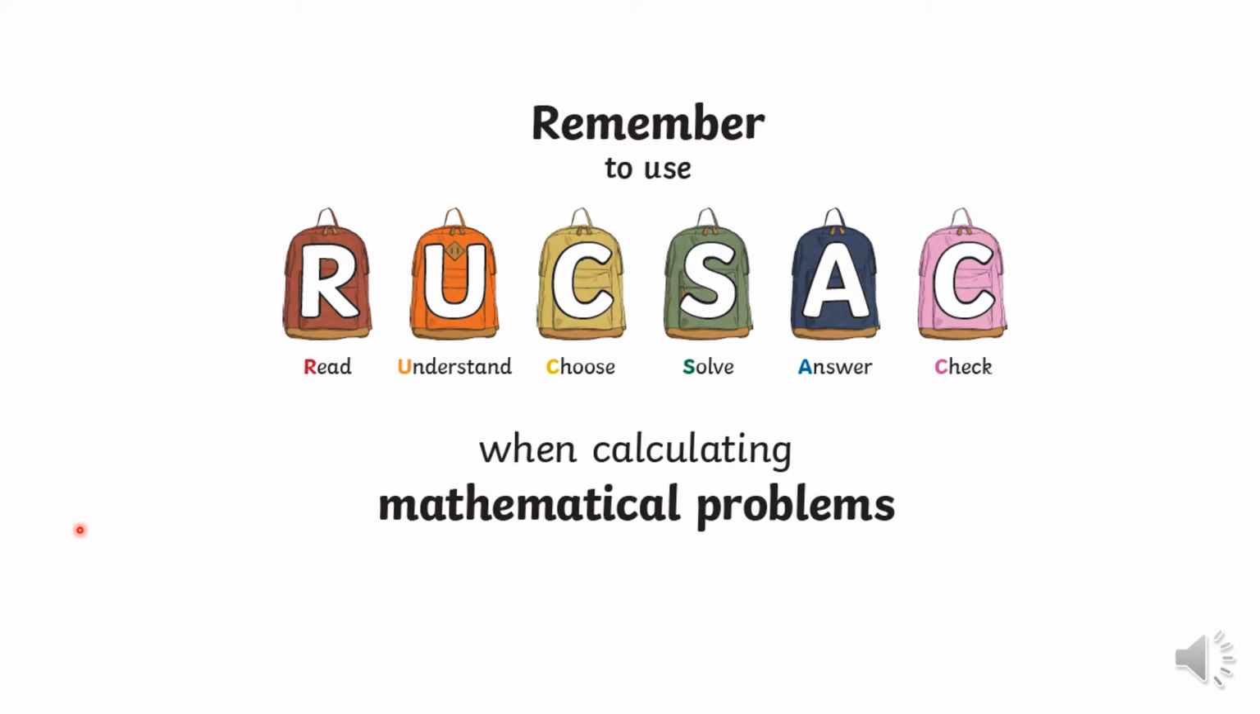This is RUCSAC. It's a systematic approach to working out word problems. The R stands for read the question. U, to understand the question. C, to choose the most appropriate method to solve it. S, to actually solve the question. A, to get an answer. And C, to check you have the right answer.